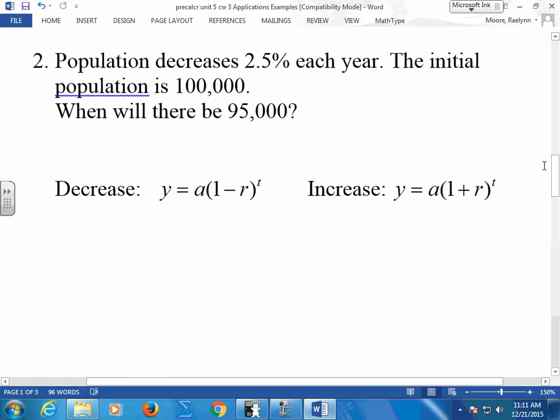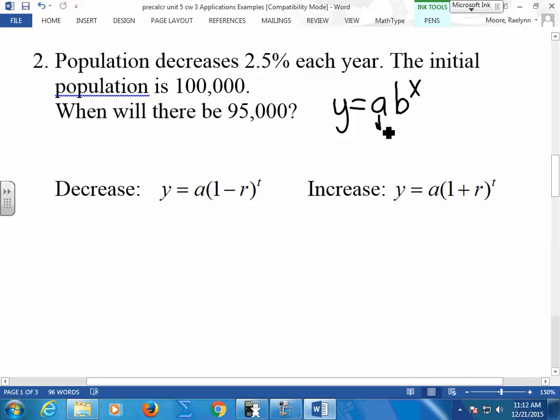Population increase and decrease. So your population decreases 2.5% each year. Your initial population is 100,000 in your little town. You want to know when it will be 95,000. So you start like this.